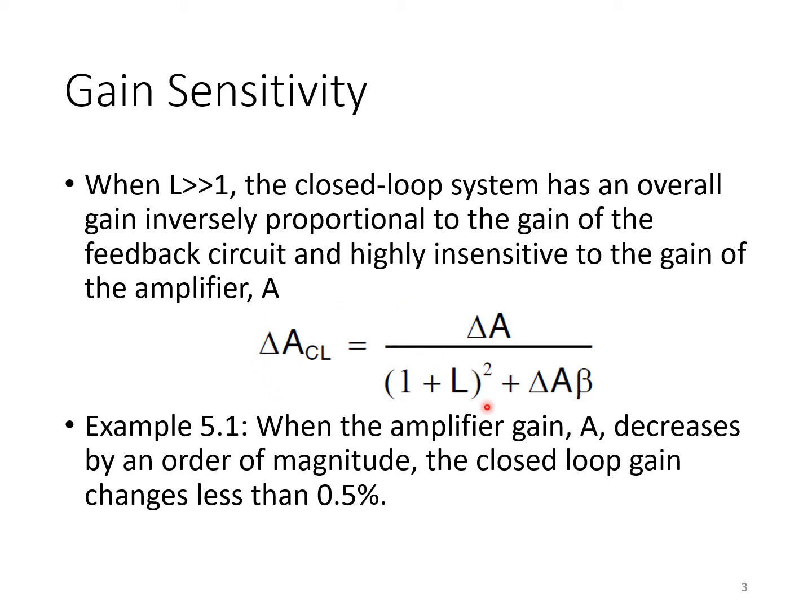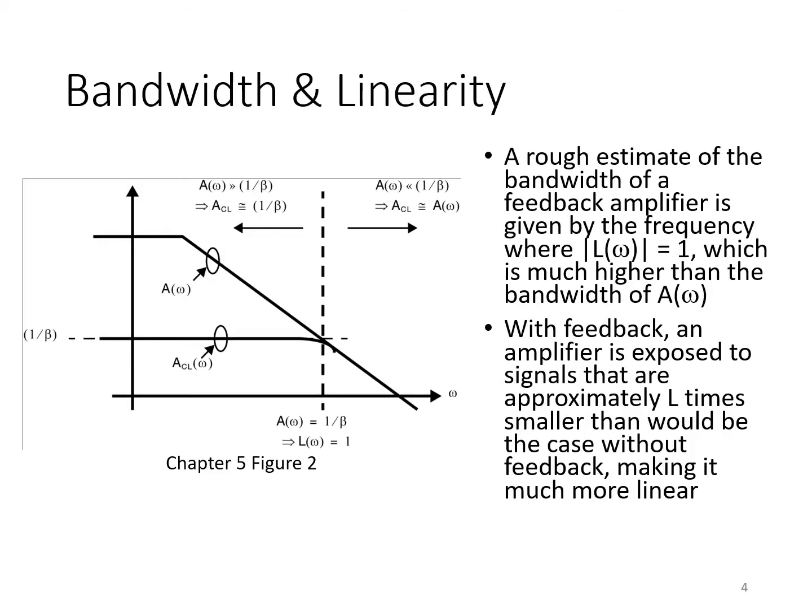This expression here is an expression for the gain sensitivity of the closed loop amplifier. And you can see, for example, following through in the same example as the last slide, where A had a nominal gain of 80 dB, that even if A decreases by an entire order of magnitude all the way down to 60 dB, the closed loop gain changes less than 0.5%. Two other benefits of negative feedback in amplifiers are bandwidth extension and an improvement in linearity. So for example, we can consider bandwidth extension by writing the frequency response of the closed loop amplifier as a function of the desired gain 1 over beta and the loop gain L.